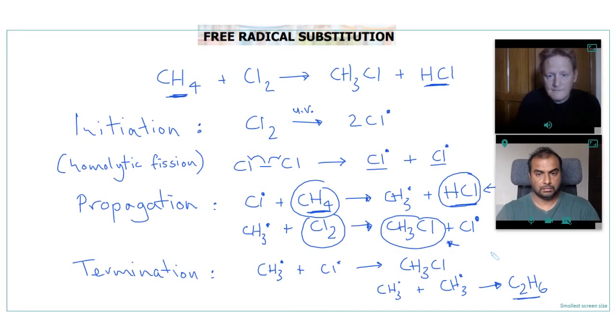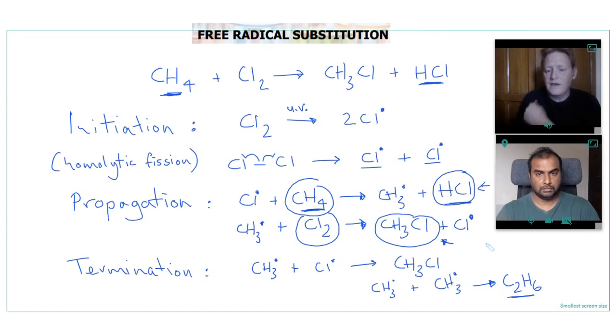Now, this isn't the best way of making haloalkanes because we can get further substitution. This can carry on substituting chlorines for hydrogens, so that the new haloalkane can start reacting with chlorine free radicals. So we'd end up with CH2Cl2, then CHCl3 and CCl4. So there's a mixture of haloalkanes that you will get from this reaction.